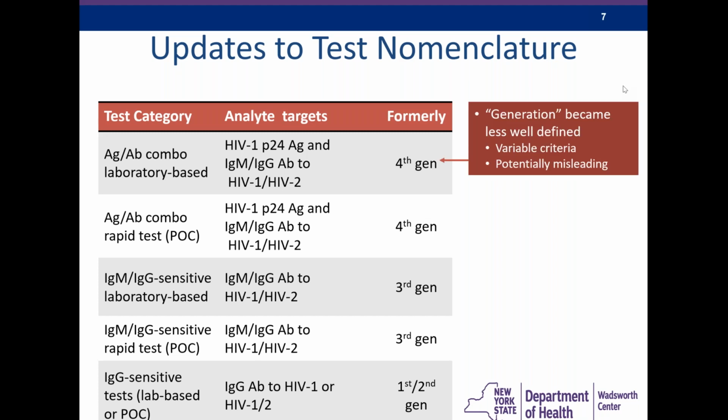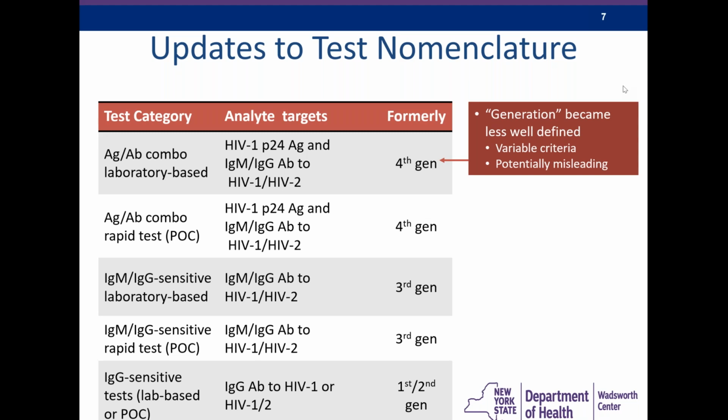However, this use of these generation terms over time has become muddied, and new generations were being introduced that were maybe designated by test manufacturers, and in some cases those could be misleading. So they might be a higher number generation, but it didn't necessarily line up with what the test was capable of doing in terms of its sensitivity, for example.